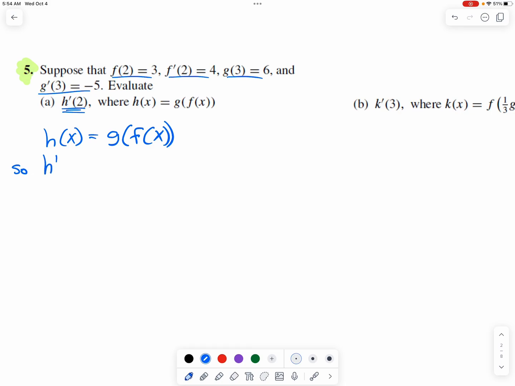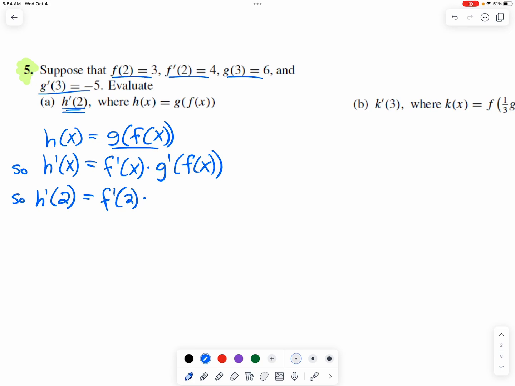So if I want to find the derivative h prime of x, I use the chain rule. It's the derivative of the inside, f prime of x, times g prime of f of x. Now that's just the general rule. That's the chain rule for anything. Now I'm okay to say, so h prime of 2, and wherever there's an x, I just put in a 2. I need to find f prime of 2, and I need to find g prime of f of 2. Now for f prime of 2, that is up here.